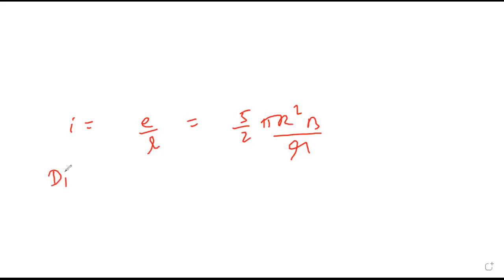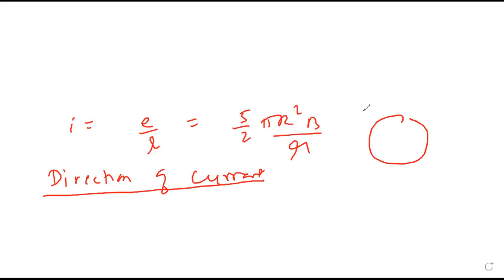Can you suggest the direction of current? Anybody can suggest the direction of current? Because initially the coil is like this, then it is rotating by 60 degree. Can you suggest what will be the direction of current? By using Lenz's law, you have to suggest. Ashesha? Clockwise. You are saying clockwise. I feel it will be anti-clockwise.